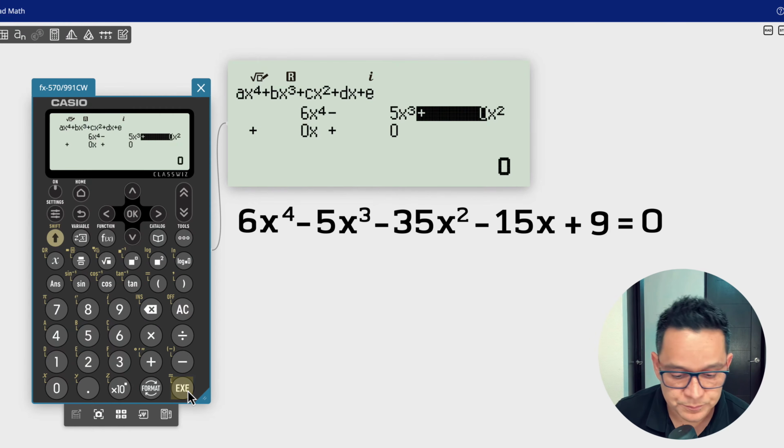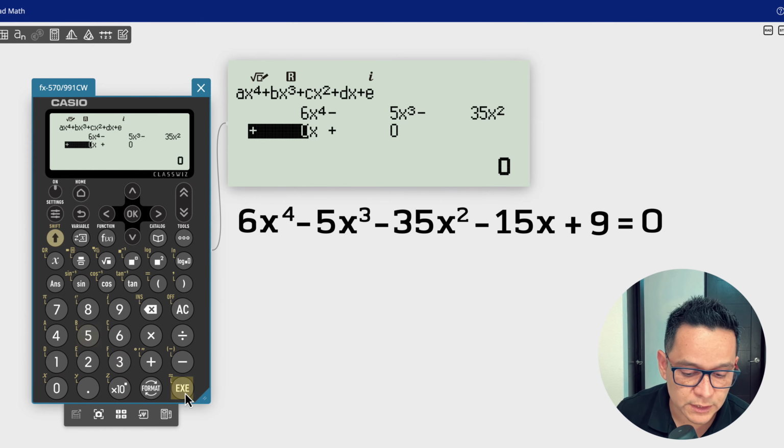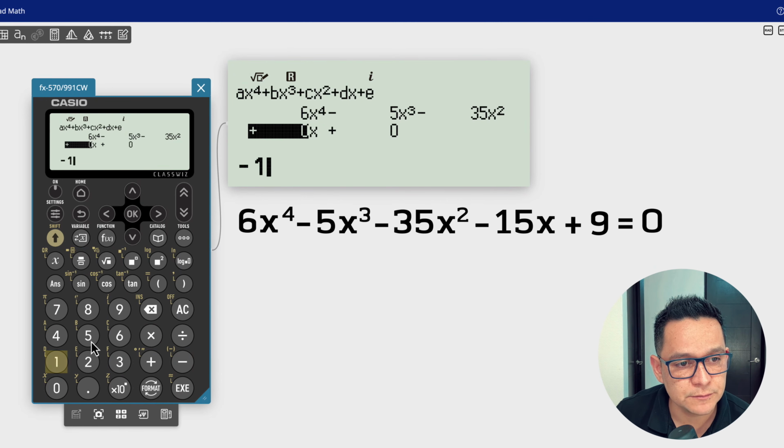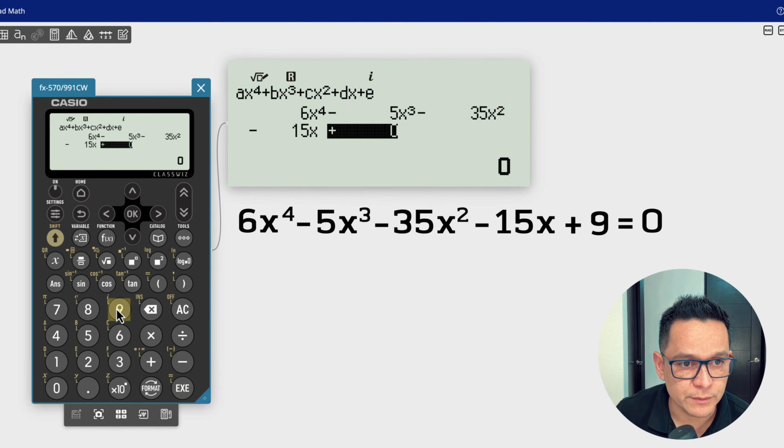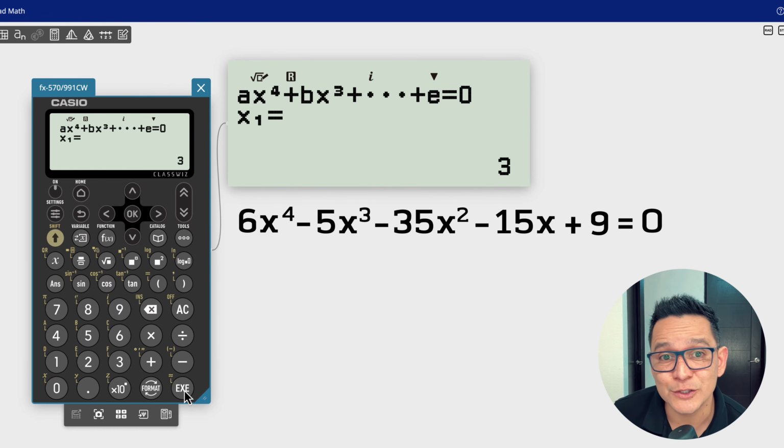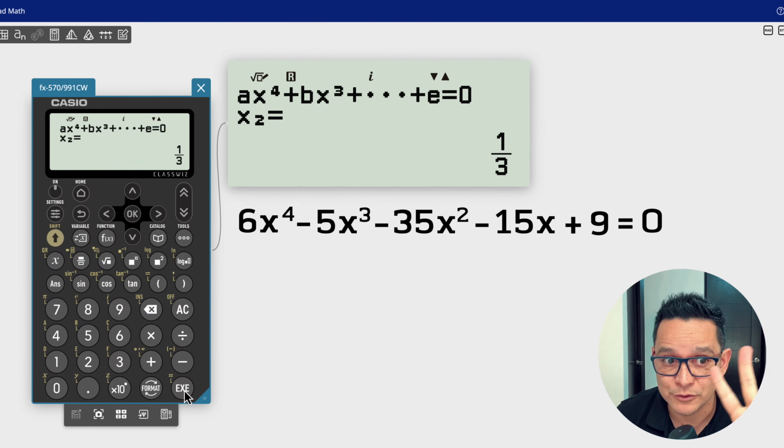I hit Run, then we have minus 35x squared. So Shift minus 35 Run, then it's minus 15x. So the same thing. We enter the minus 15, and finally it's plus 9, done. We hit Run, again on Run, and it's already telling me what the first solution is. X equals 3. Let's move on. X equals 1/3. Now we have two solutions.